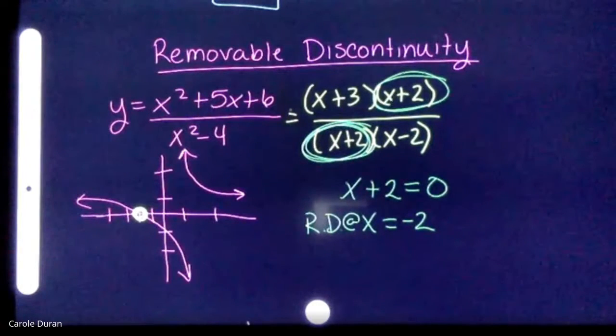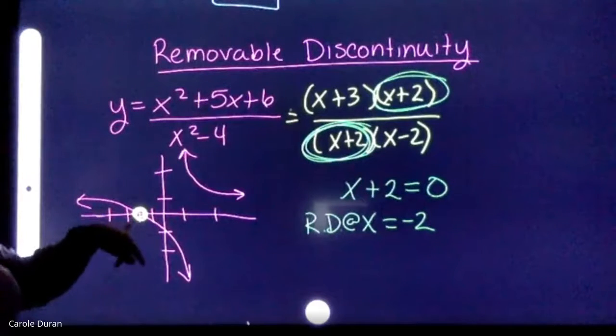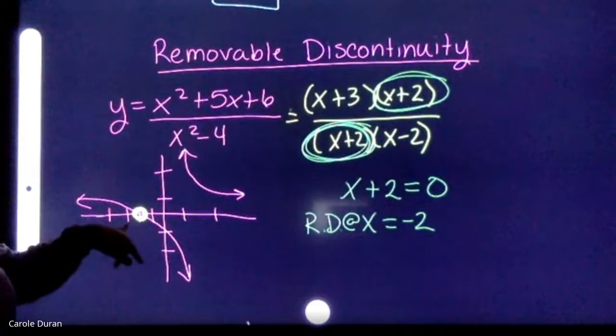That is not the end of class. And I did, in fact, have a removable, or a hole, at x equals negative 2.